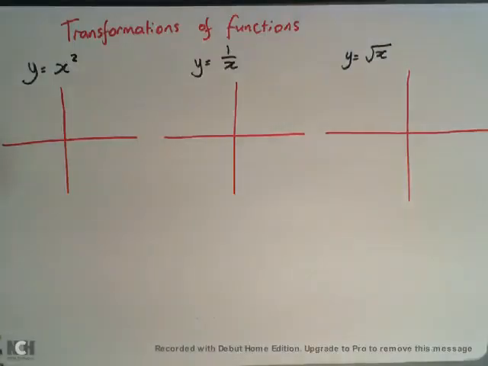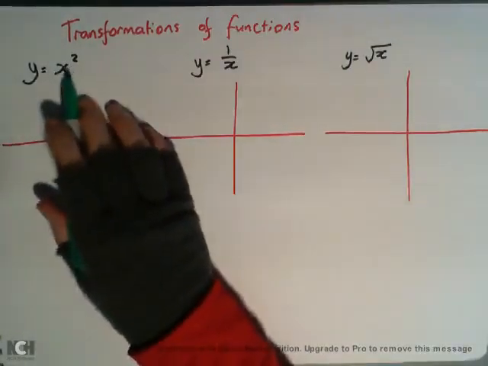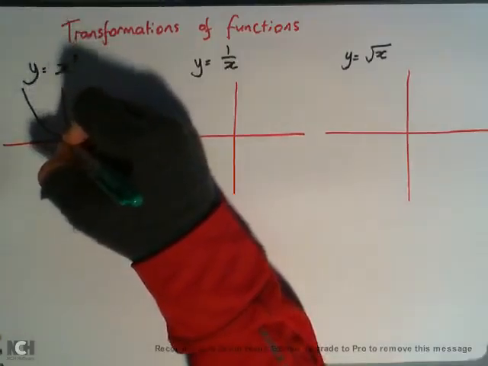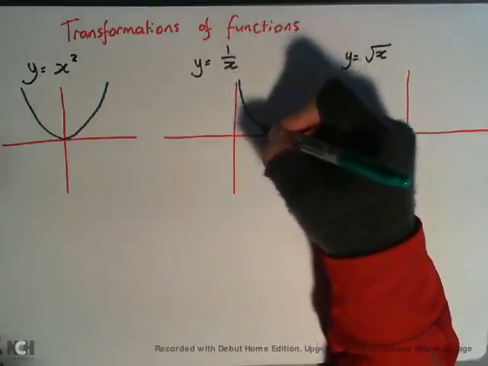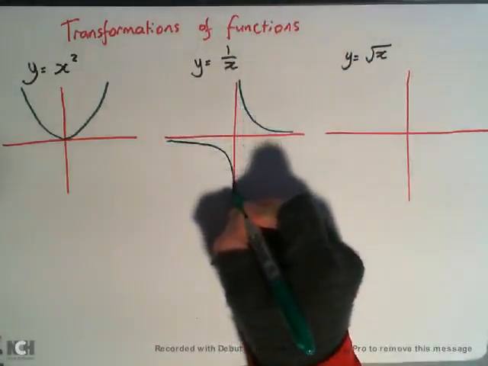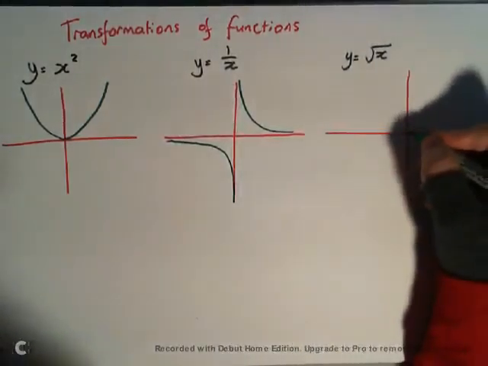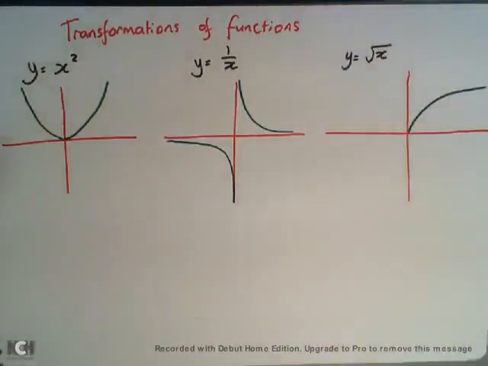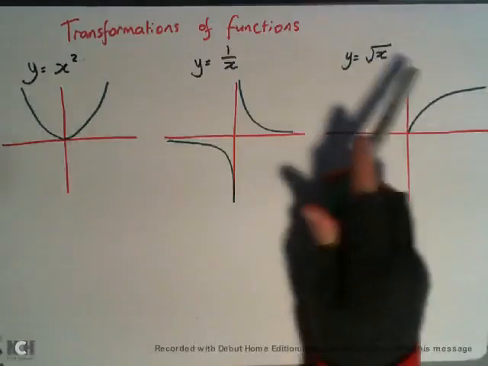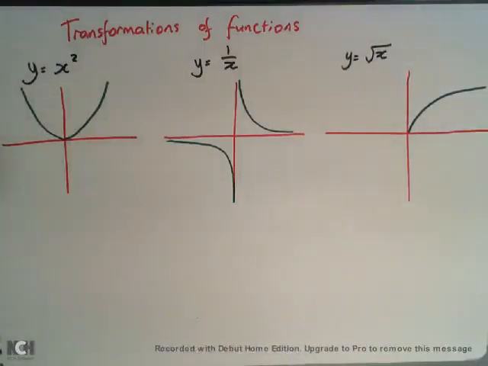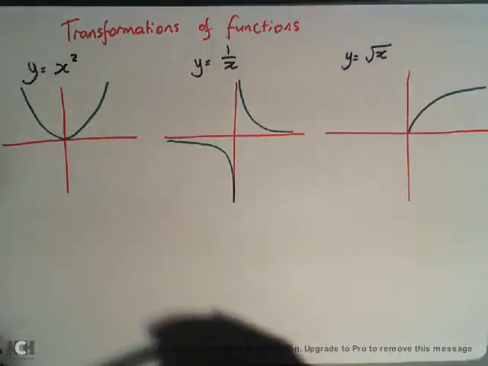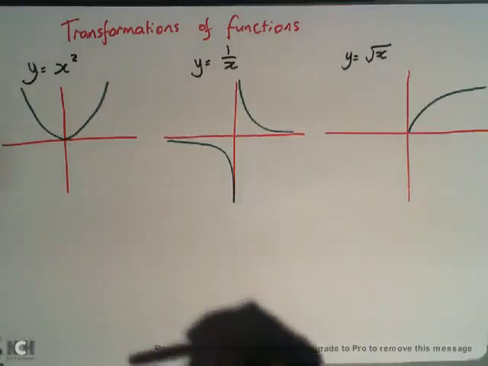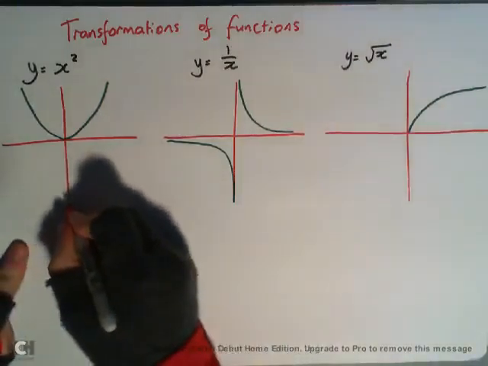Okay, so once you've had a go at that, x squared generally looks like this. 1 on x, you should have something that looks like this one. And square root of x just looks like that. Now, we're going to have a look first at what we call translate, so that's moving the graph left or right. We can also have a look at what we do when we move it up or down.